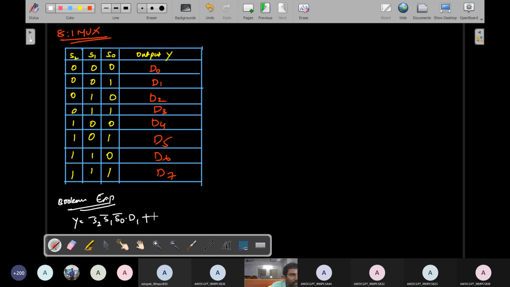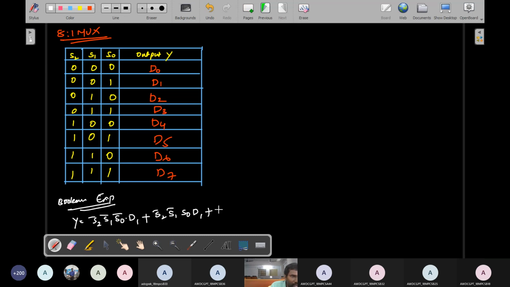So this is S2 bar S1 bar S0 D1 plus. Where there is a 1, you should not write a bar. Where there is a 0, you should write a bar. That is called the complementary situation.